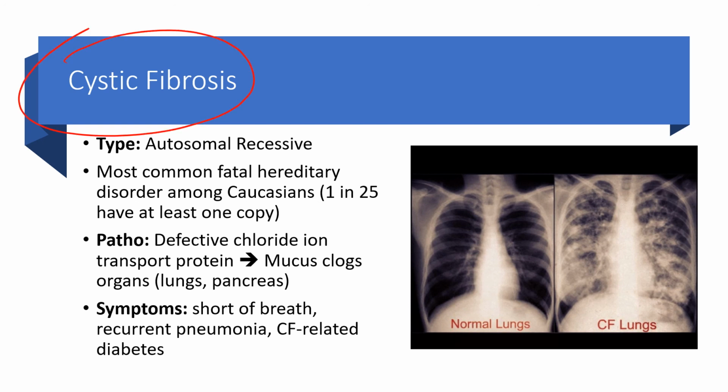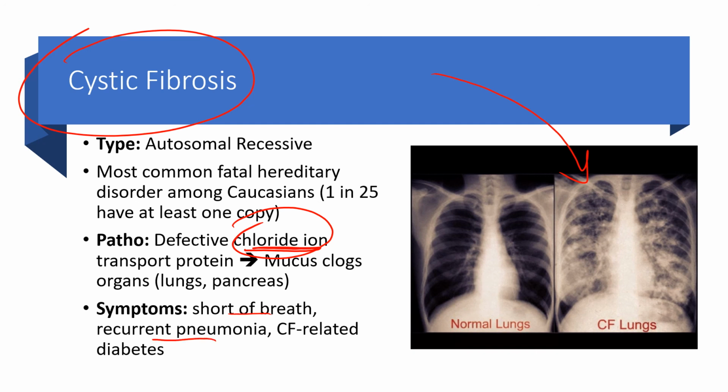What happens is that you have a defective chloride ion transport protein. Essentially, chloride, sodium, all that. Chloride helps you expel mucus correctly. However, if you cannot transport chloride ions correctly, you can get something called mucus plugs. These clog up organs like the lungs and pancreas. As you can see, look at this person's lungs over here, this person who has cystic fibrosis. They are often short of breath. They can have pneumonia frequently.